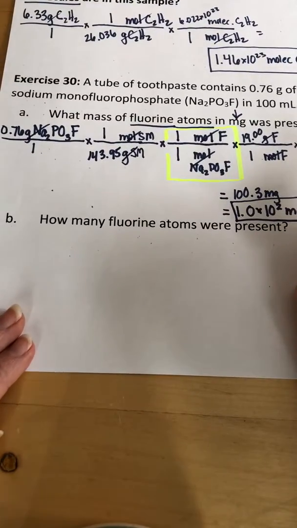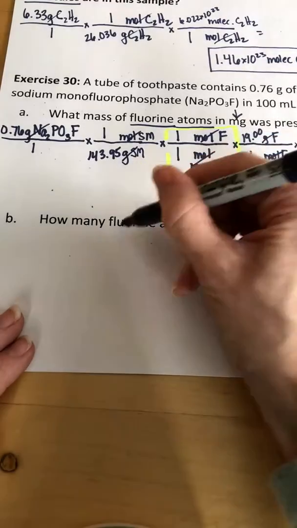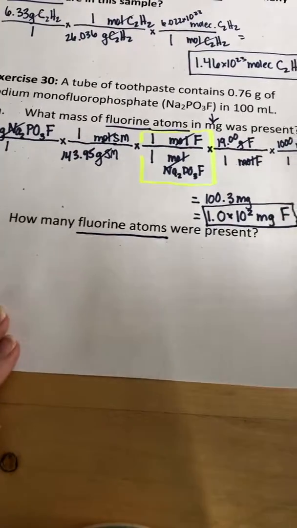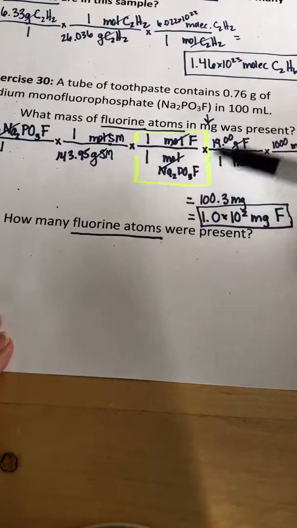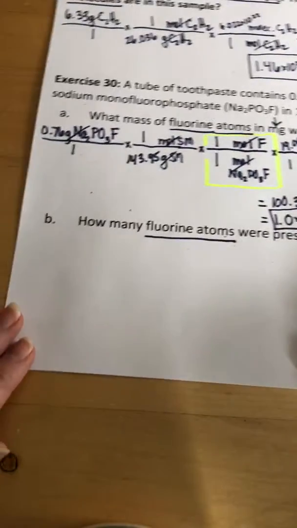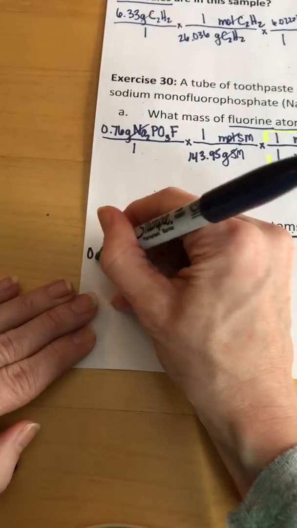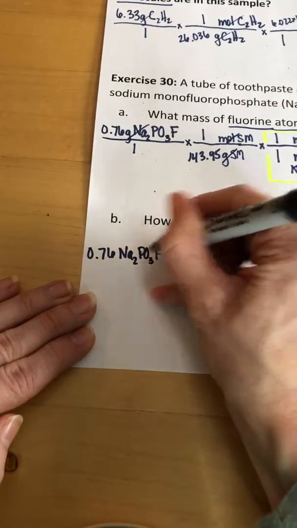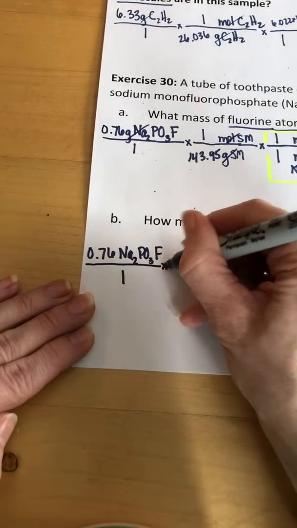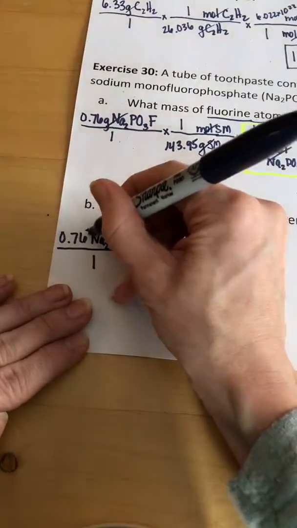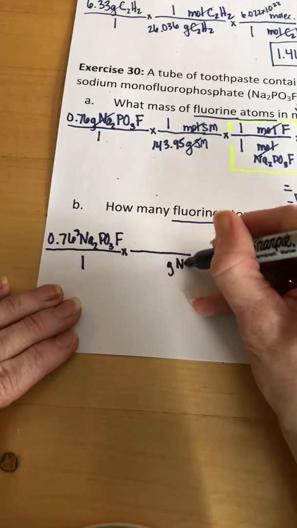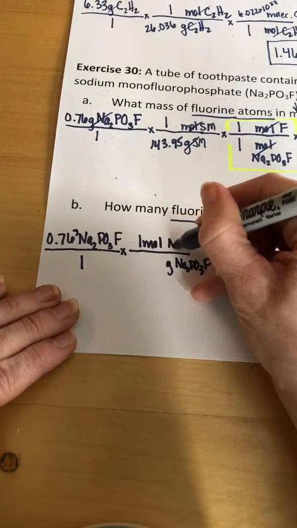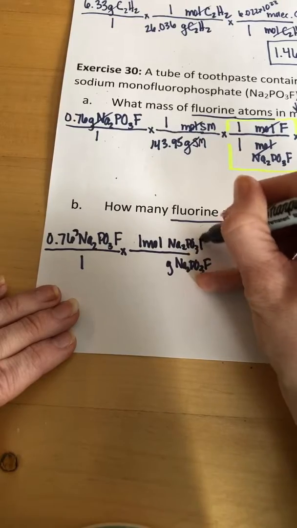Part B of this question asks, how many fluorine atoms were present? Okay, so again, I'm still asking to isolate out the fluorine, but instead of wanting to know how many milligrams of fluorine there was, I want to know how many atoms of fluorine there was. So again, starting with that same sample amount, we're going to walk through the same way. We need to take my grams to moles in order to be able to do the mole ratio to pull out that fluorine that's in question.